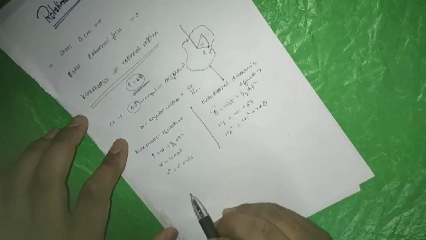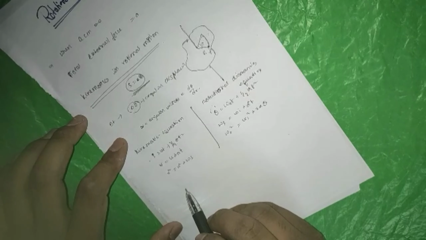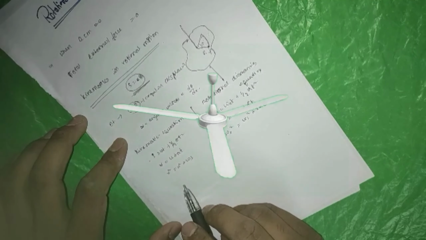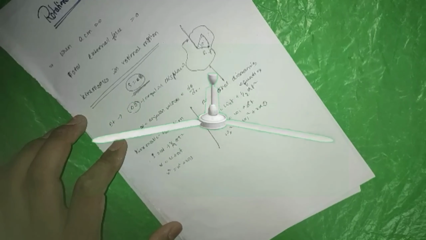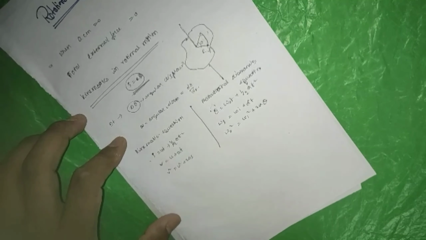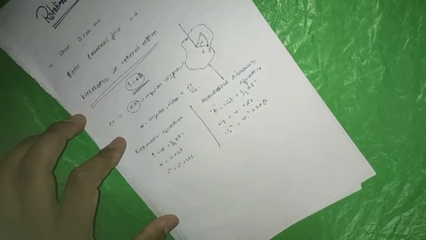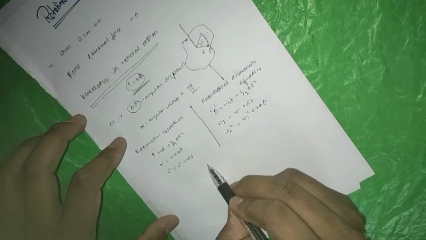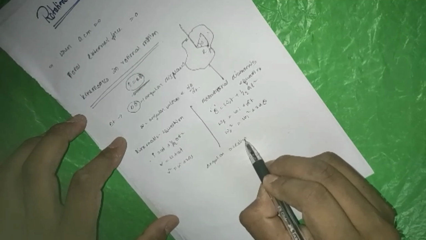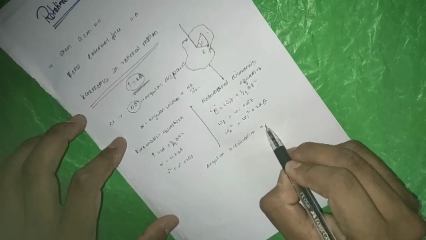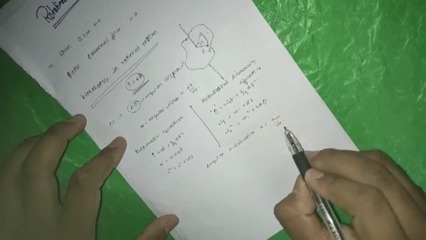That's all. Now, you can see in a ceiling fan, the angle of rotation is increasing. As time increases, the angle of rotation also increases, and the angular velocity increases. That is angular acceleration. Alpha is equal to d omega by dt.